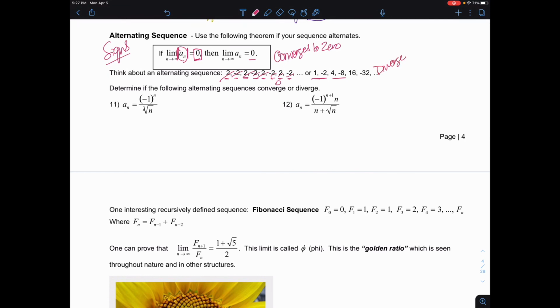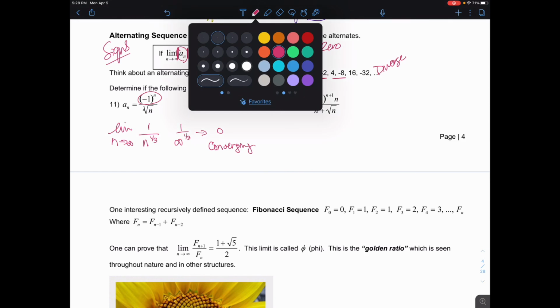So let's look here. This is just telling me that it's an alternating sequence. I'm really going to look at the limit as n goes to infinity. We're just going to use 1 on the top because it's alternating between 1 and negative 1, and we want the absolute value of that, so that's 1. And then we'll have n to the 1/3 power, or 1 over infinity to the 1/3 power. Well, it doesn't matter if it's infinity or infinity to the 1/3 power. It's still big. 1 divided by a big number is converging to be 0. So it's converging.